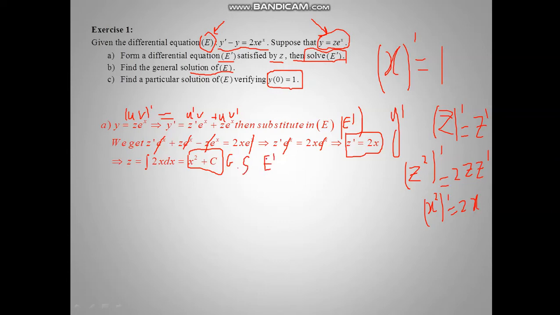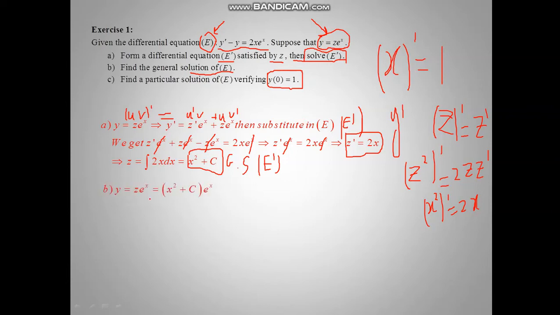Okay, why of E prime? Because we find here Z is the general solution of E prime. Why is it general? Because it contains a parameter C. Now we have to find the general solution of E. Very easy, we use this one, y equals Z e^x.